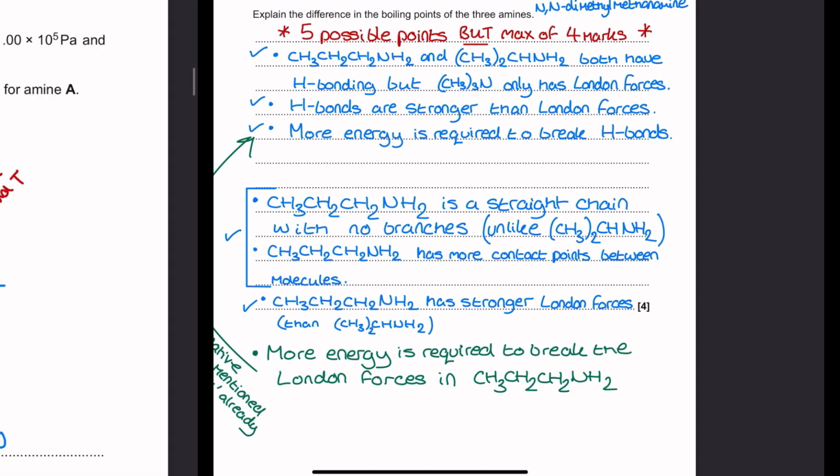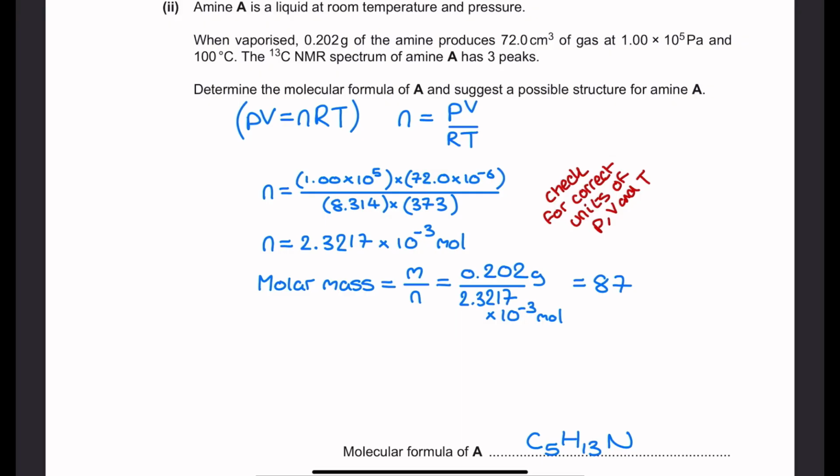So make sure you give as detailed a response as you think is necessary. Next up, we've got a little bit of maths here, and it's the return of the ideal gas equation. We're being told about an amine at room temperature and pressure, and when it's vaporized, we've got a pressure, we've got a temperature, and as soon as we see them, we've got to think PV equals nRT. And we've also been told, this is a sneaky bit of information, that the amine, amine A, has 3 peaks in its carbon-13 NMR spectrum. That means it's got 3 different environments.